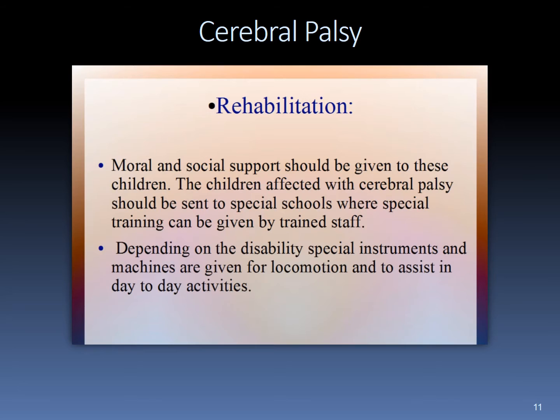For rehabilitation, moral and social support should be given to these children. The children affected with cerebral palsy should be sent to special schools where special training can be given by trained staff. Depending on the disability, special instruments and machines are given for locomotion and to assist in day-to-day activities.